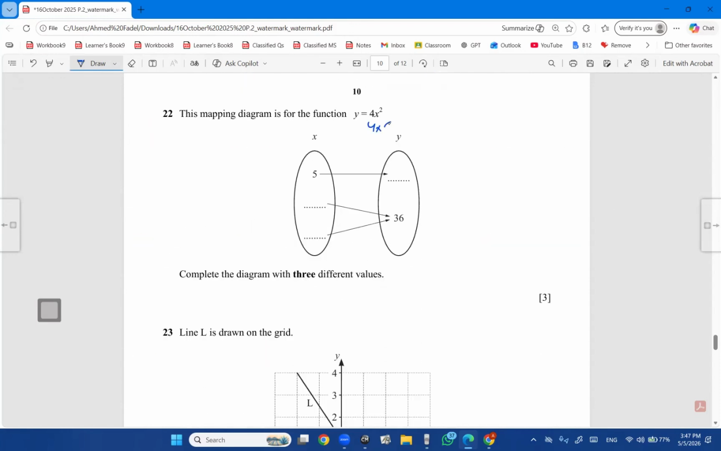4, you multiply by 5 squared, which means 4 multiplied by 25, it is 100. But mister, they said if y is 36, so 36 equals 4x squared. Send the 4 to the other side, division, so x squared is 9. Okay, mister, so x is what? X is the root of 9. What is the root of 9? We agreed that the square root of any number could be positive, could be negative. So it is positive or negative 3.